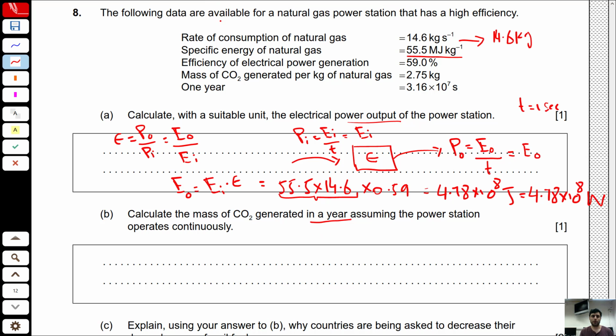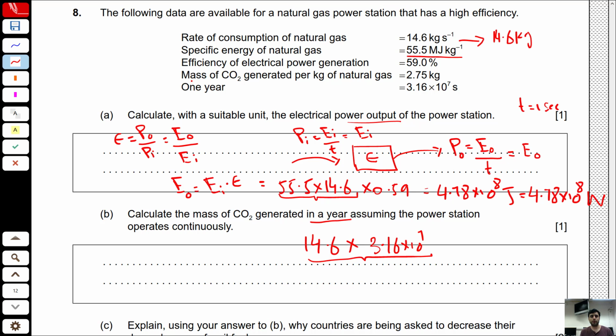So the rate of consumption of natural gas is 14.6 kg burned every second. Then how much is burned in 1 year? Just multiply that 14.6 by the time, which is 1 year. So 1 year has this many seconds. So this gives us how much natural gas in kg is burned in 1 year.